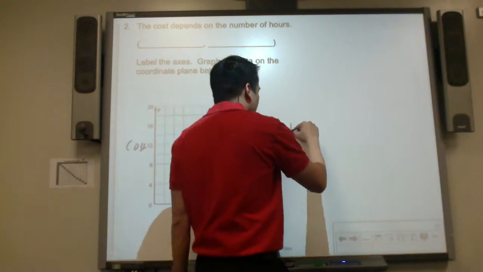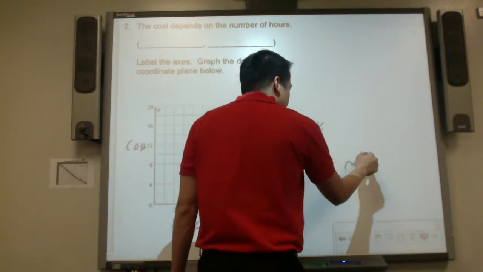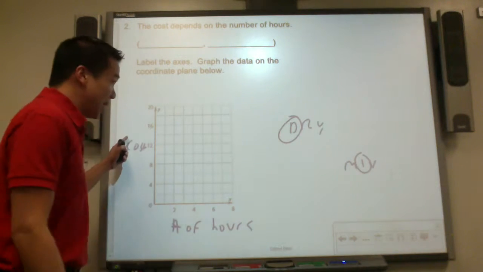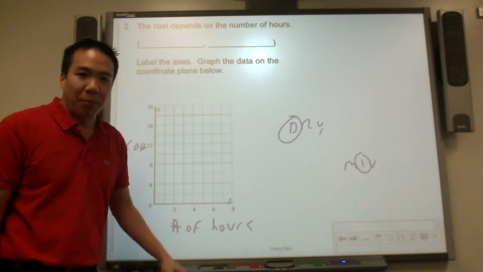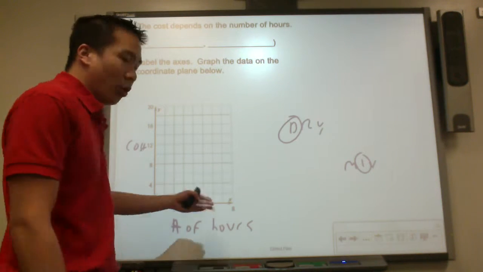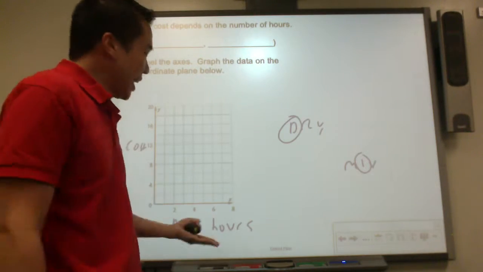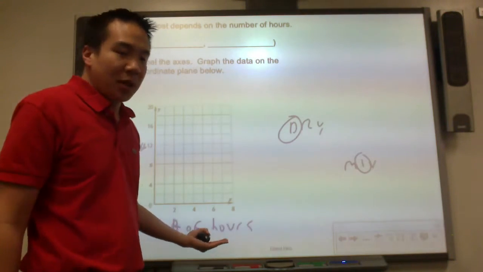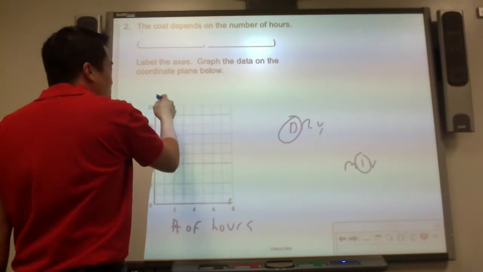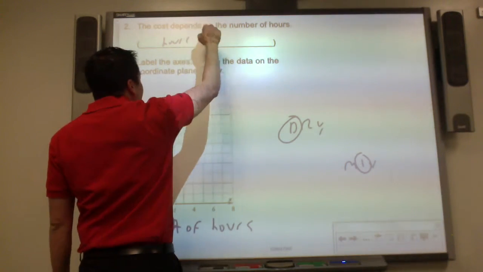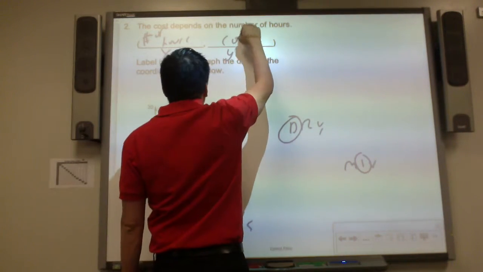In science, you learn something called the dependent and independent variable. The cost depends on the number of hours you work. So the more hours you babysit, the more the cost goes up. The fewer hours they babysit, the less the cost will be. So the cost depends on the number of hours. So the number of hours is X, and Y is cost.